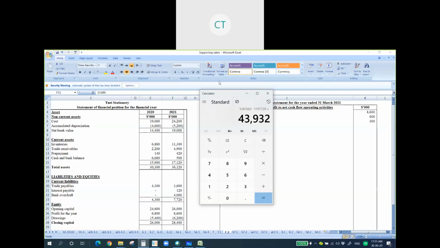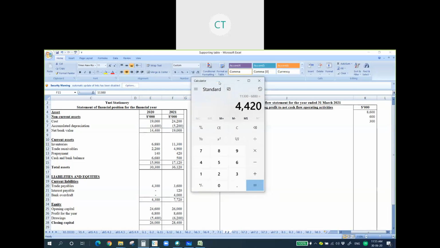11,300 minus 6,880. So the difference between them is 4,420. And can you tell me this amount is an increase of 4,420. So this amount is a positive or negative in your cash flow statement? So the majority of the answer is negative, right? Yes, your answer is correct.